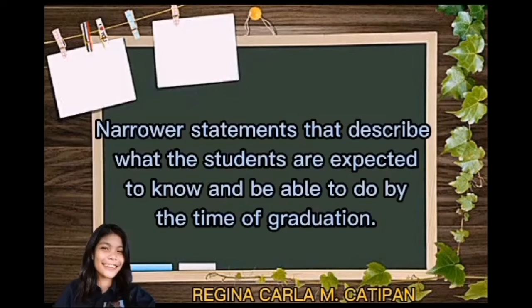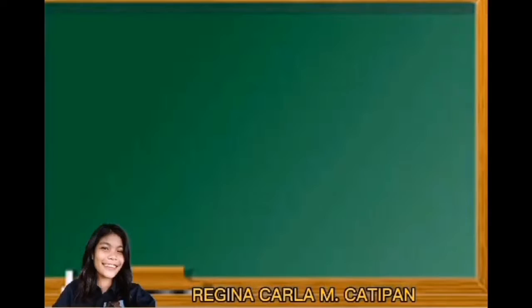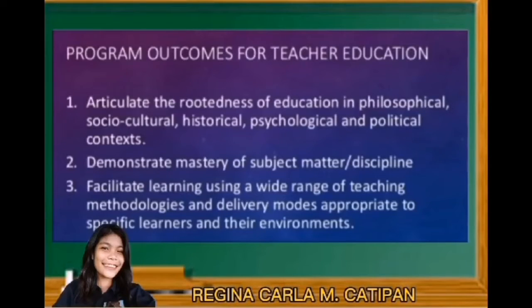Also, program outcomes or student outcomes are narrower statements that describe what the students are expected to know and be able to do by the time of graduation. These relate to the knowledge or the cognitive, skills or the psychomotor, and behavior or the affective that the students must acquire through the program. And the following are the program outcomes.